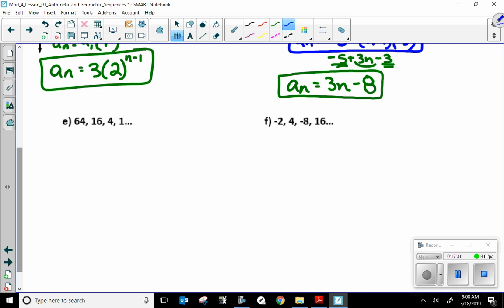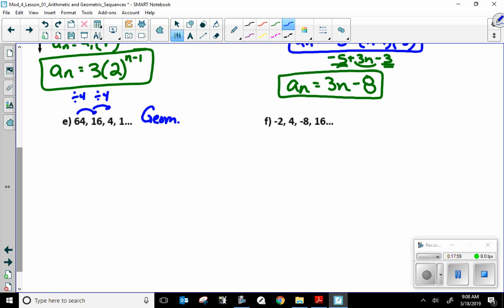Now, E. Okay, in order to get from 64 to 16, if I were to subtract, that's not the same value I subtracted from 16 to 4 or from 4 to 1. So it's not arithmetic. This is definitely geometric. Now, most people do this. I divide by 4. I divide by 4. Please, a common ratio should be what you multiply by.